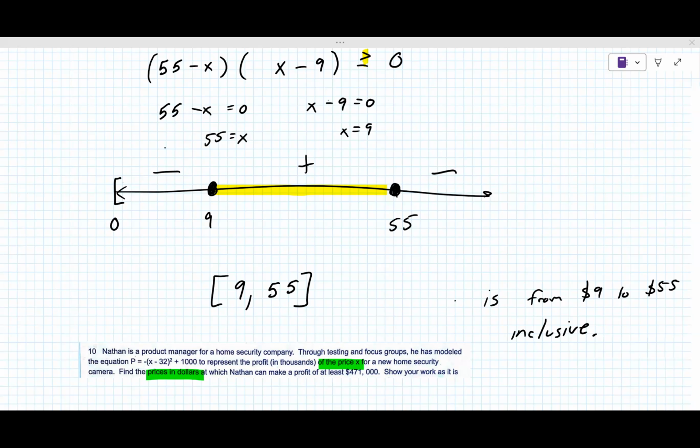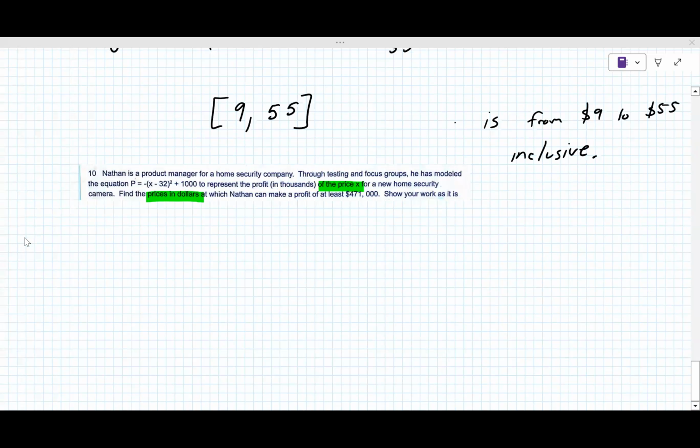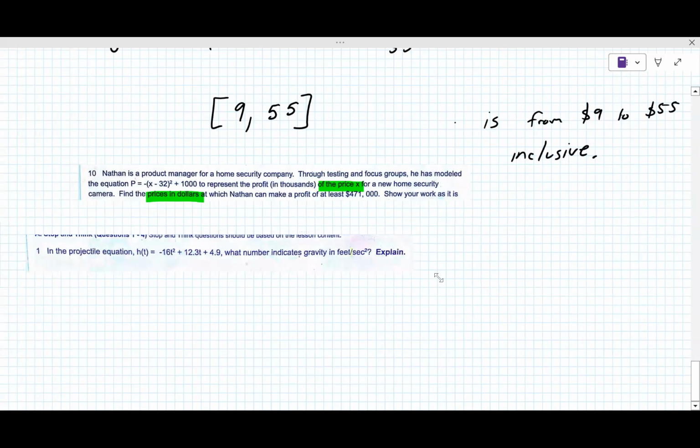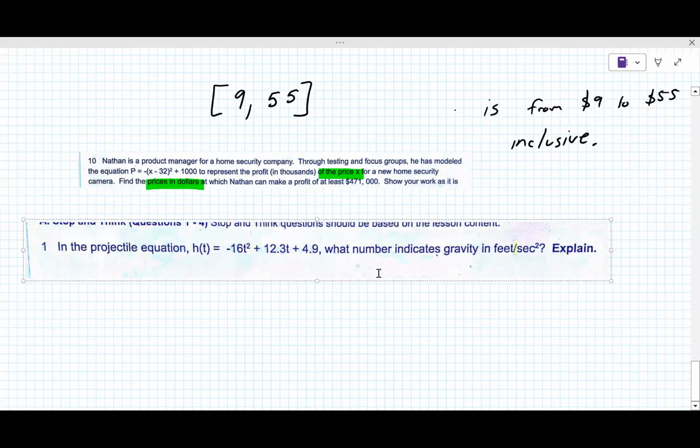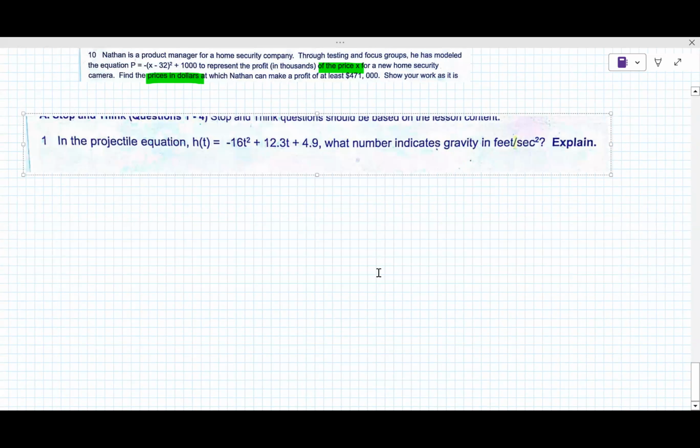Is this the projectile equation? I think so. I can read what the teacher wants as well. It's usually best to just redo it rather than try to figure out the error. Could you confirm if it's this one? Yeah, it is. It says use the given function. What number indicates gravity in feet per second? Is that right, or is it something different? It's that one.